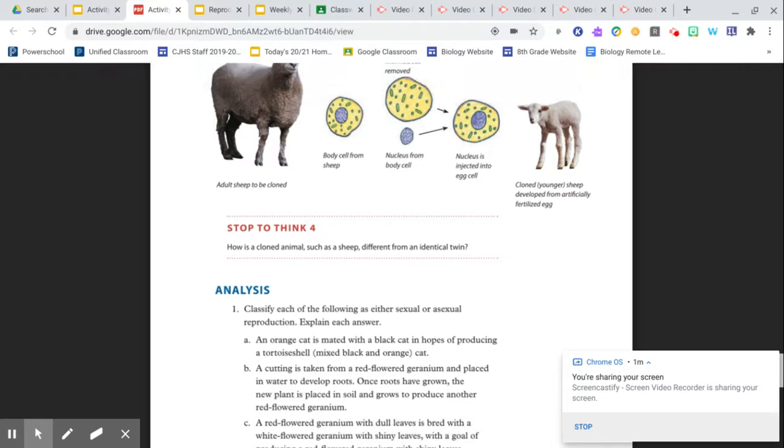So, how is a cloned animal, such as a sheep, different from an identical twin? Stop to think number 4. What is missing from this equation? Okay, so go ahead and answer this, and then you will be ready to go on to the analysis.